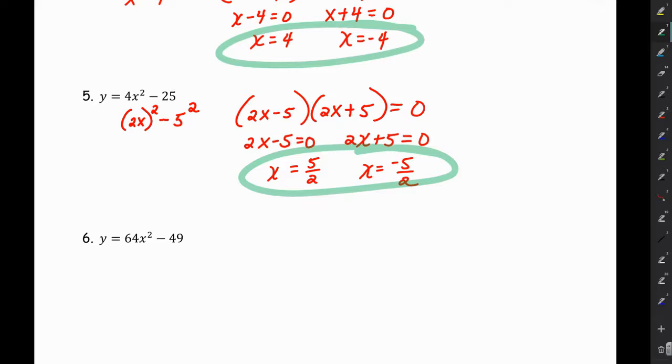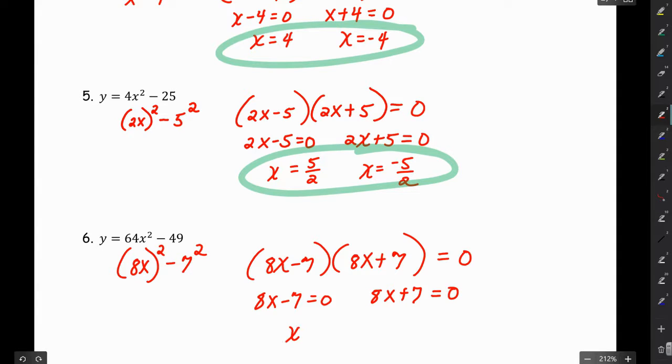Again, let's rewrite number 6. This can be rewritten as 8x squared minus 7 squared. So the binomials will be 8x minus 7 and 8x plus 7. So x is equal to 7/8, and x is equal to negative 7/8.